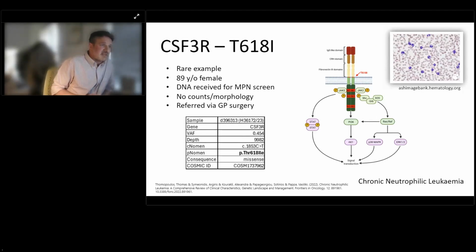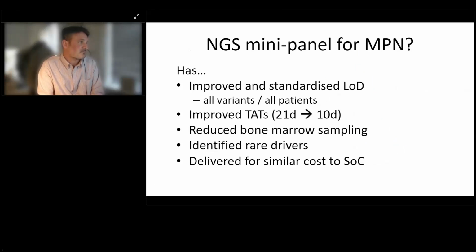That very rare entity, chronic neutrophilic leukemia that I mentioned, which is characterized by a CSF3R mutation, we've picked up one of those. This actually came in from a very old female patient who presented to her GP. So she would have had a fairly long diagnostic process to get this diagnosis delivered, but we've picked this up in the first instance on a peripheral blood sample from a GP. So that's a really interesting story to tell as well.